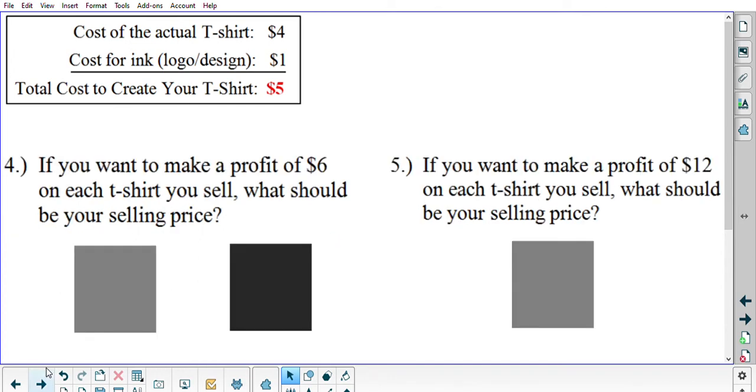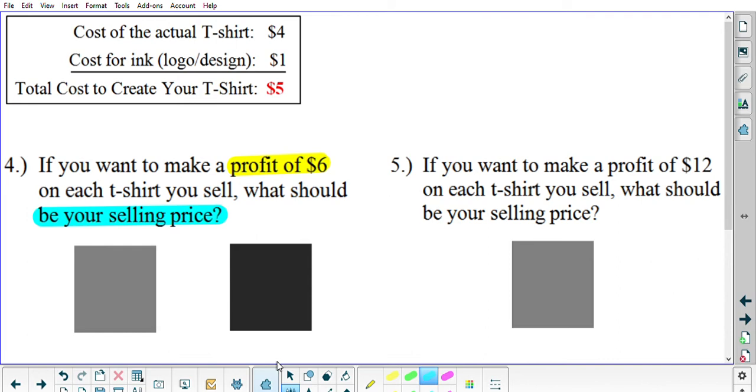Now, 4 and 5 are very different. Look carefully at what has changed. Number 4, if you want to make a profit of $6 on each t-shirt you sell, what should be your selling price? Here, I switched it up on you. This time, I give you the profit that you are hoping to make. And this time it's asking, well, what should be your selling price? So this is going to be totally opposite of what we were doing before. Before, we were given the selling price, and then we would subtract away the cost of making the t-shirt to find our profit. But now it's backwards. Now we know what the profit's supposed to be. But what's our selling price going to be?